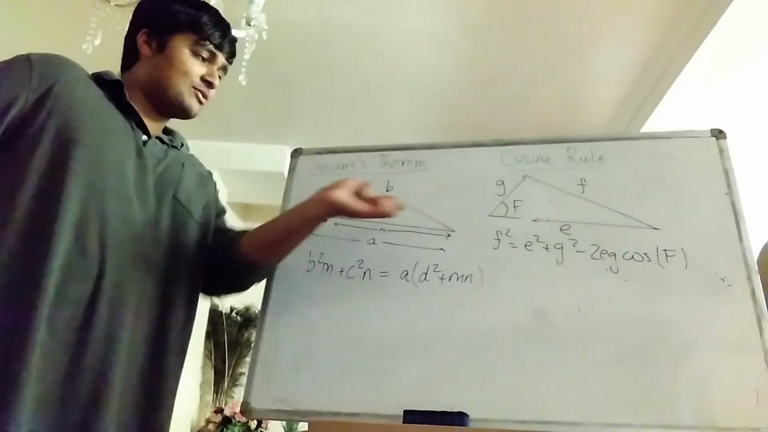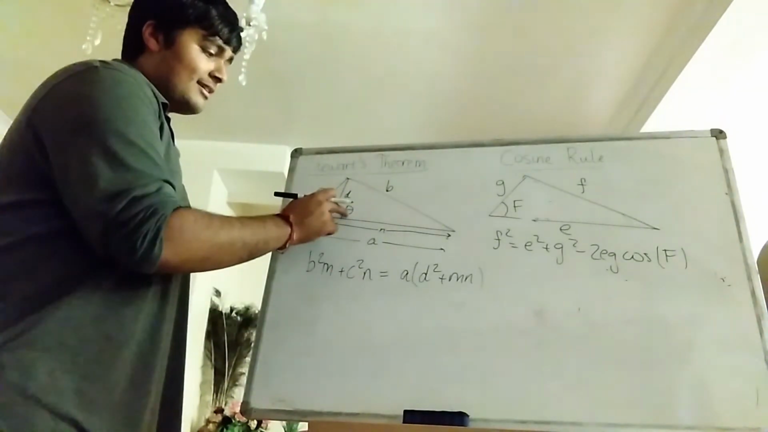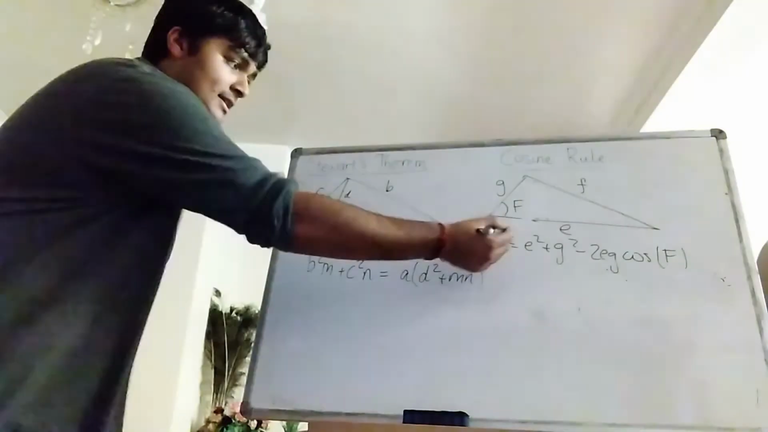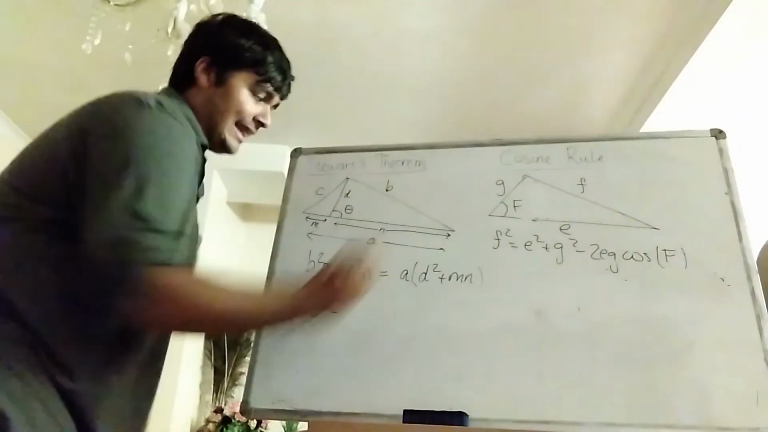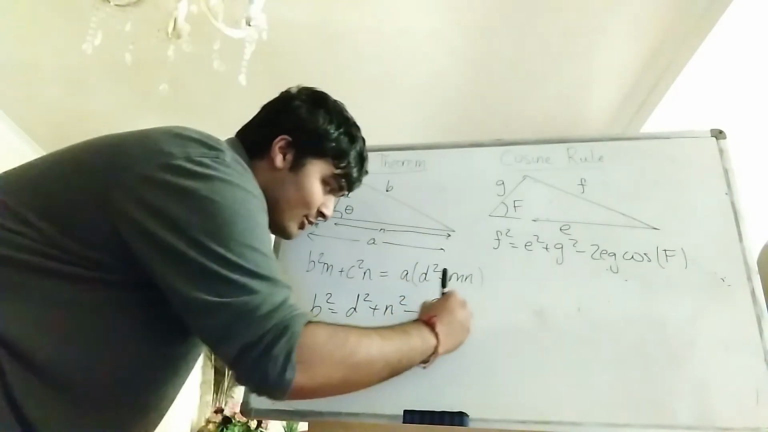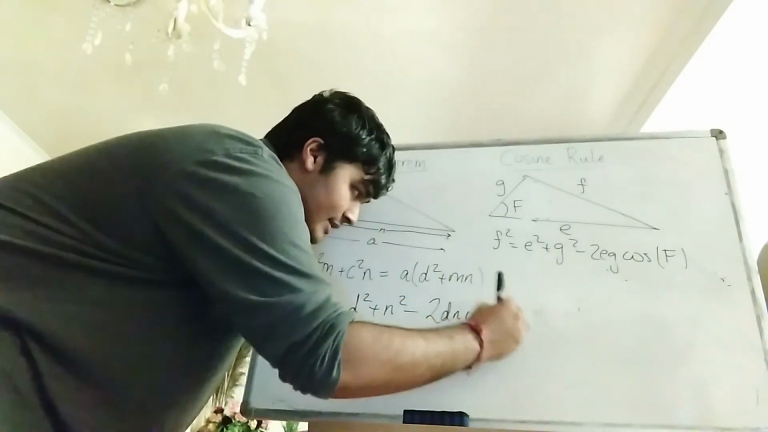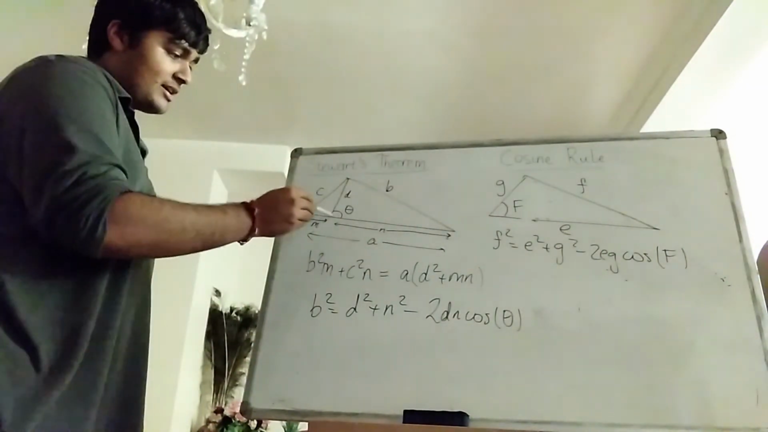Okay, so first let's look at this triangle here, the big one. Let's apply the cosine rule. So we get the length opposite theta, so b squared is going to be equal to this length squared plus this length squared. So d squared plus n squared minus 2dn cos theta. Great. Now let's use the cosine rule on this triangle here.